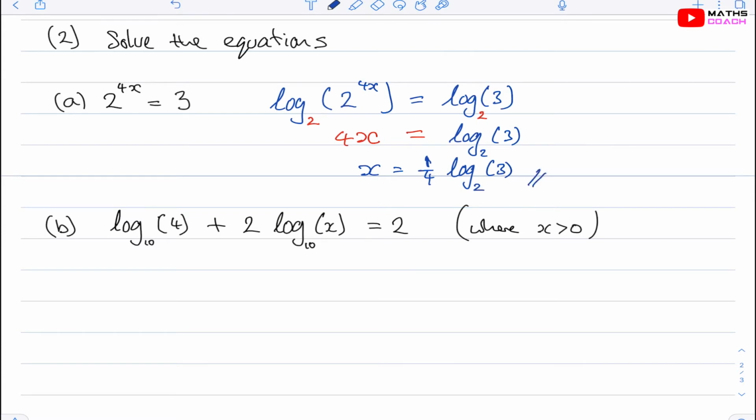And all we have to do now is plug this into a calculator, and this will give you an answer to 3 significant figures if you need to write the answer to 3SF. So on to the second question on solving equations.